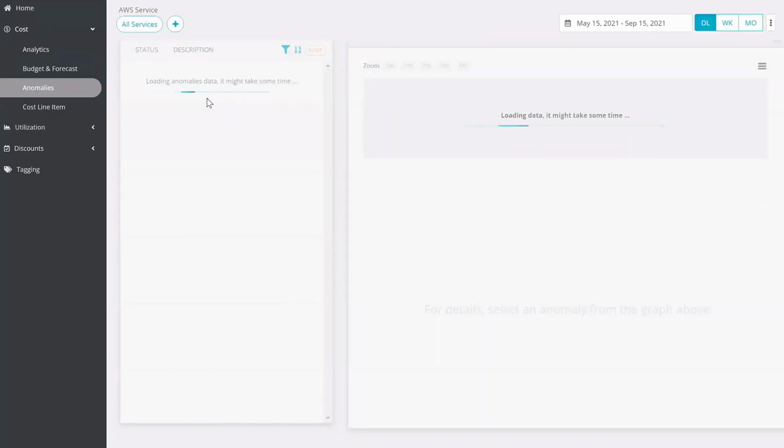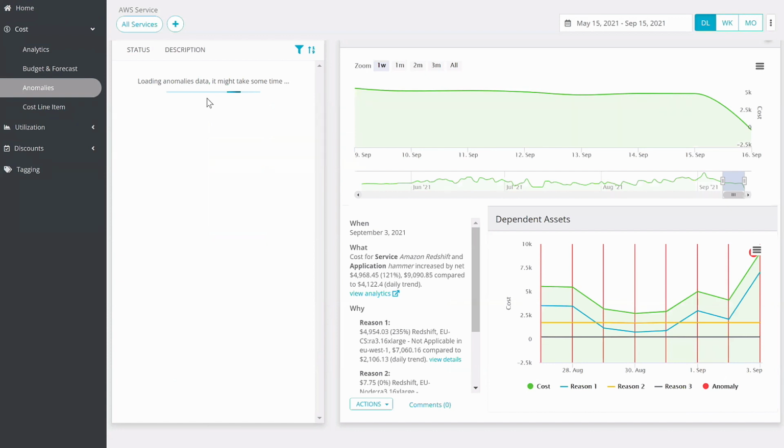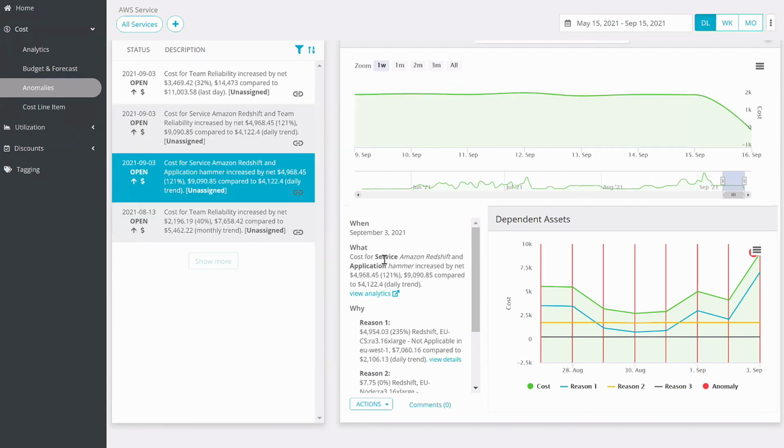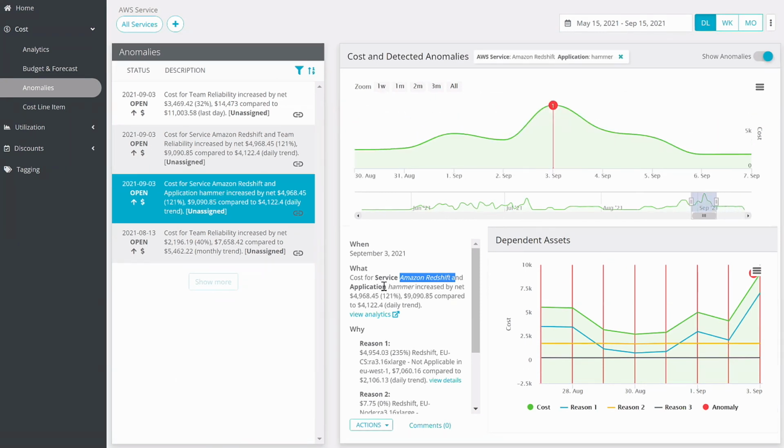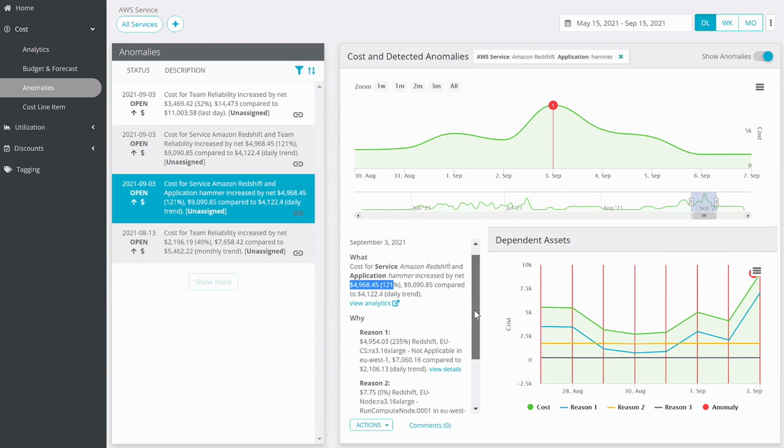As I click this link, this is going to take me over just like it would if I were to click the link from a Slack alert received from Yotascale on this anomaly. And now I'm going to get a little bit more information about what's going on. I can see that the cost for my Redshift service on AWS has increased. And actually, it's even identified that this came from the Hammer application. We see an increase in cost of 121%, about $5,000. And this is on a daily trend, and we can kind of see what that pattern was like that Yotascale was looking at.